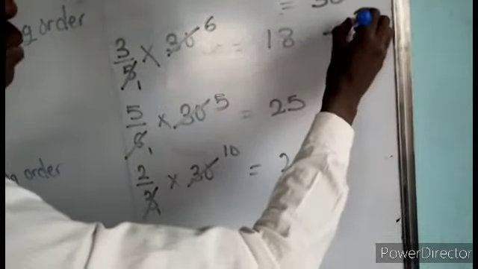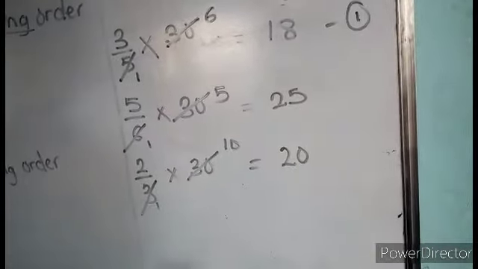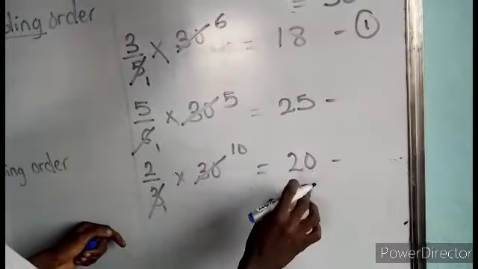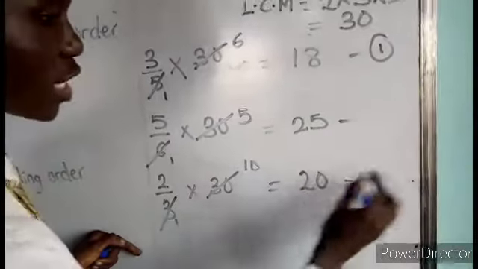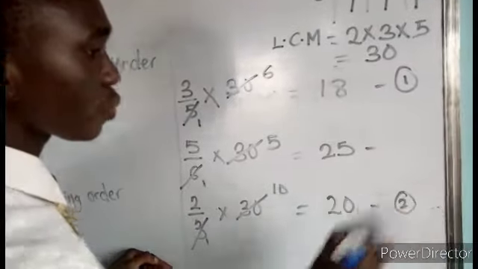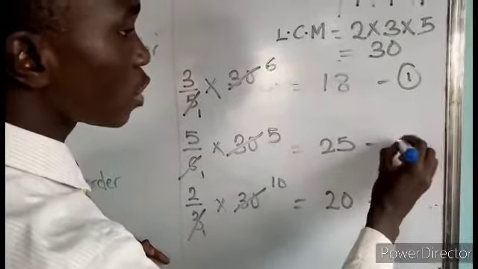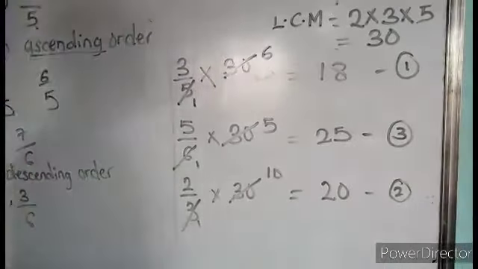So in front of that, I'll write 1 in a circle, followed by 2. The next number is 20, so I'll put that as 2. Then lastly, we have 25. Then I'll take that as my number 3.